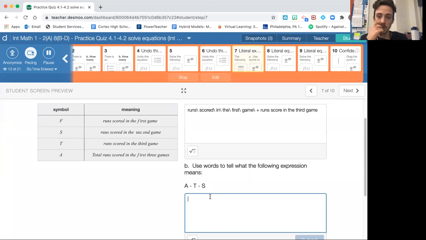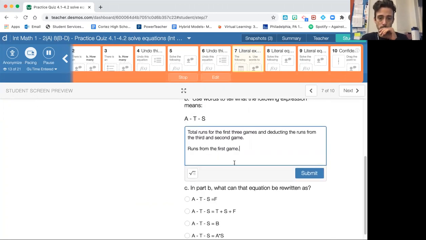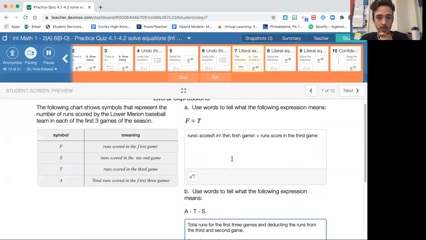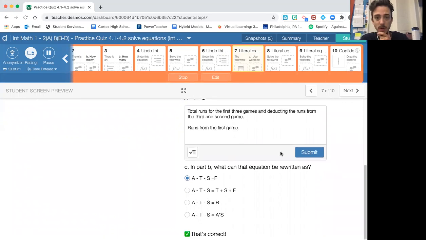Down here, use words to tell what the following expression means. This is taking the total runs for the first 3 games and deducting the runs from the third and second game. So really, this is just leaving runs from the first game. So this could all be rewritten as A minus T minus S equals F. And that's correct.